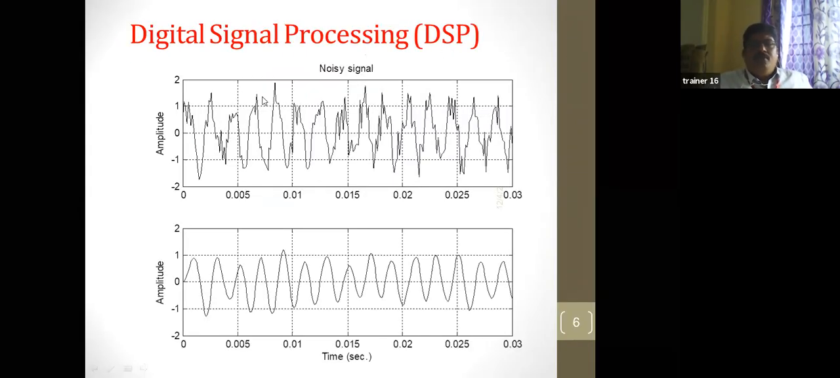and applications. Here, if you observe clearly, this is the noise signal, right? See here, the amplitude at each level, this level and this level, varies. Here the y-axis is amplitude, right? Here the amplitude is varying.